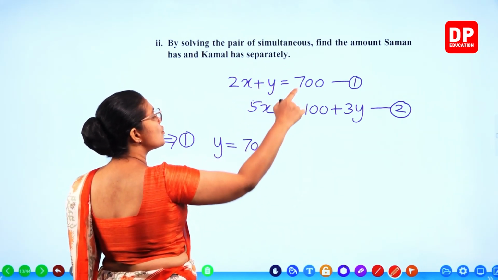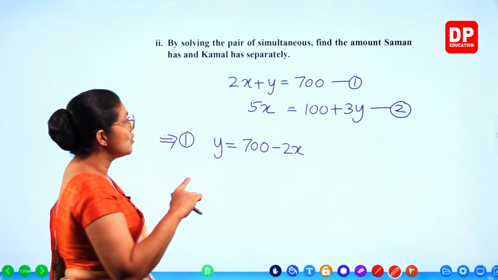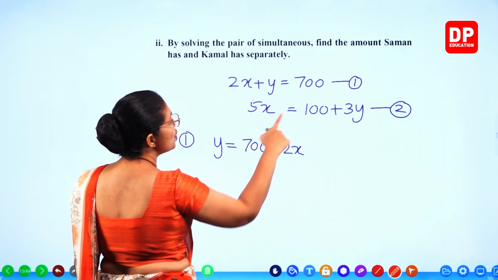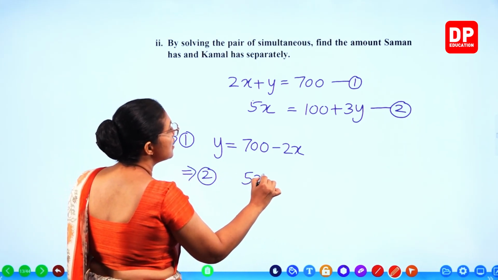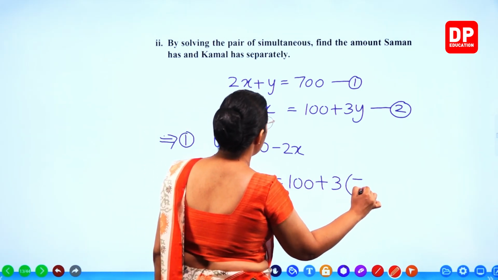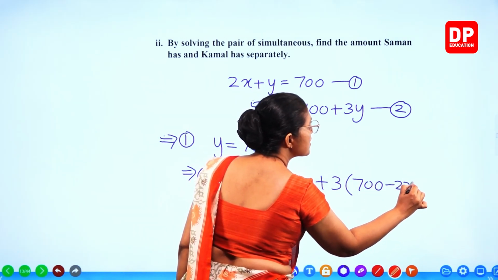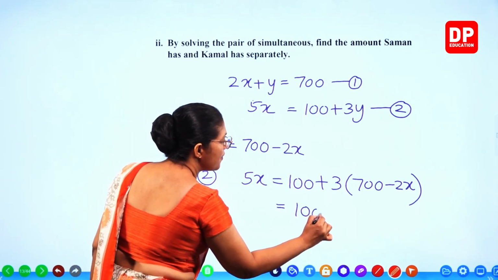700 minus 2x, because you can take 2x to the other side. The sign is changing. Then we substitute. Take the second equation and substitute y as 700 minus 2x. So what's the answer? 100.